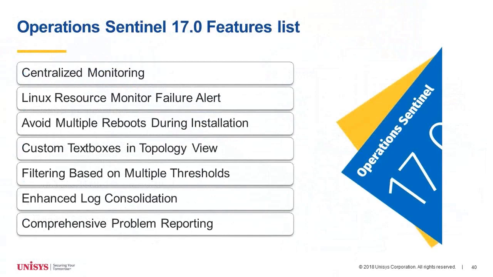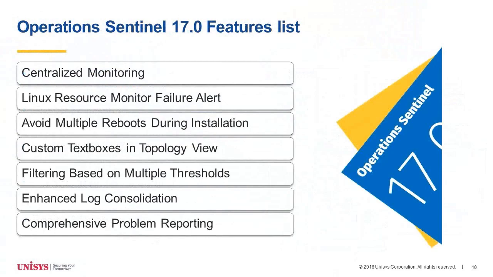So avoiding multiple reboots during installation was a very crucial feature as well. Prior to Operation Sentinel 17, Windows UAC settings had to be turned off while installing Operation Sentinel. UAC could be turned on after installation, but every time the UAC was either turned off or on, a reboot of the Windows operating system was required, which tended to be very inconvenient and time-consuming. With Operation Sentinel 17, these reboots are no longer required, as we have eliminated the need for changing UAC settings.